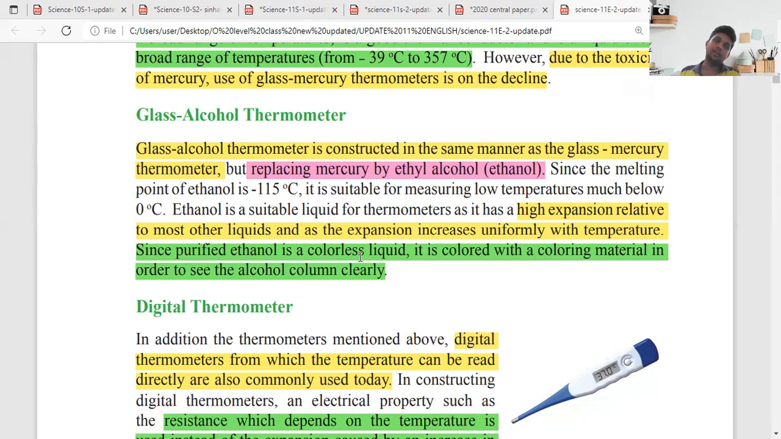So what is the thing that they have done to overcome that problem? They have colored it with a material, a coloring material. They added a coloring agent to the ethanol and colored it. With the color difference we can easily do the measurements, seeing the alcohol column clearly. Anything to clarify?